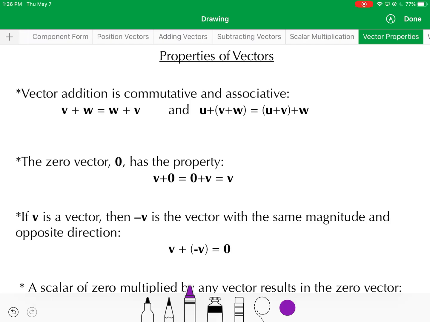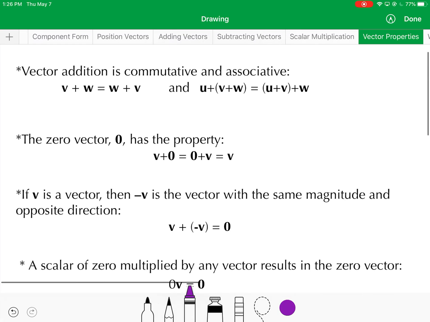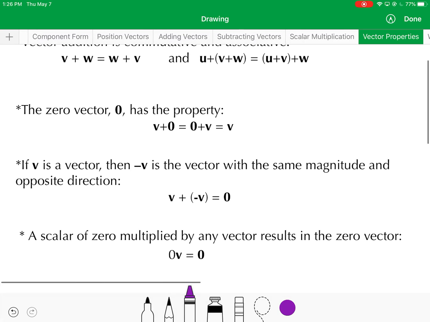When you add a vector with the 0 vector, it remains unchanged. Okay. If you add a vector with the opposite of itself, you'll get the 0 vector. And then lastly, anytime you take a vector and you multiply it by a scalar of 0, that's going to give you the 0 vector. Okay? So just a few properties that result from all these operations.